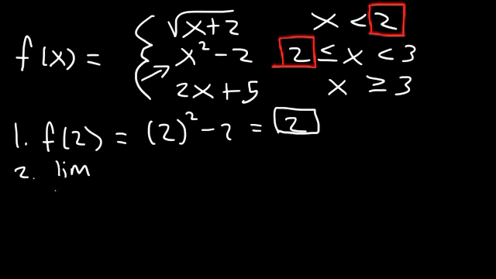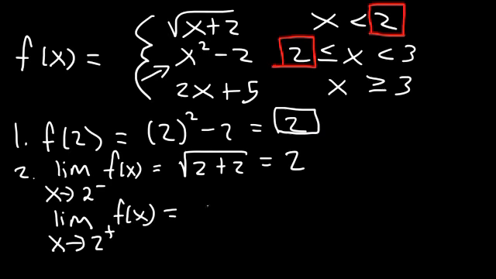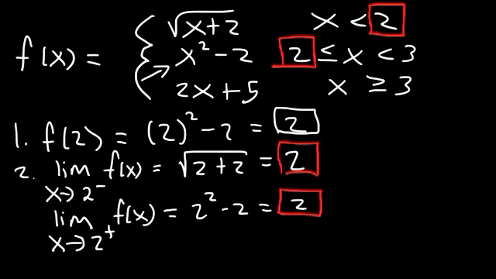So first, we need to find the value of the limit as x approaches 2 from the left side of f of x. On the left side of 2, that's when x is less than 2. So we have to use this function. And so that's going to be the square root of 2 plus 2, which is the square root of 4, and that's equal to 2. So now we have to check the right side. The limit as x approaches 2 from the right. On the right side, x is greater than 2, so we're going to use this function, x squared minus 2. So that's 2 squared minus 2, which we know is 2. Now, because the left side and the right side are the same, that means that the limit indeed exists.